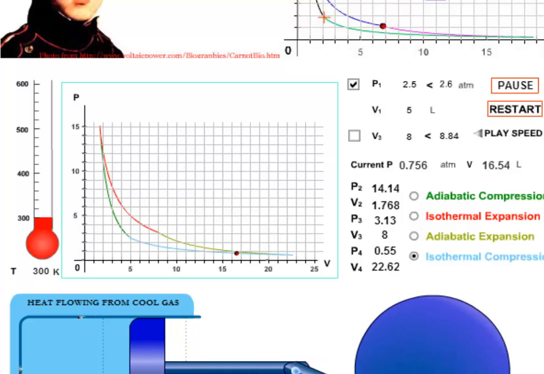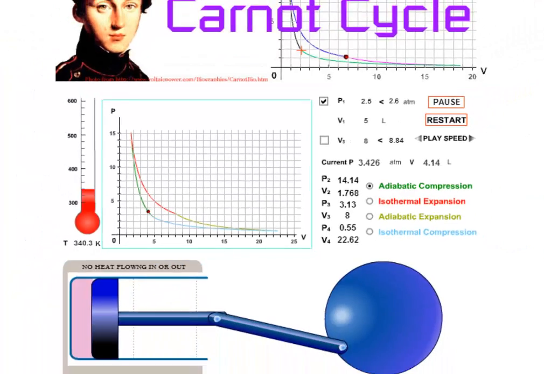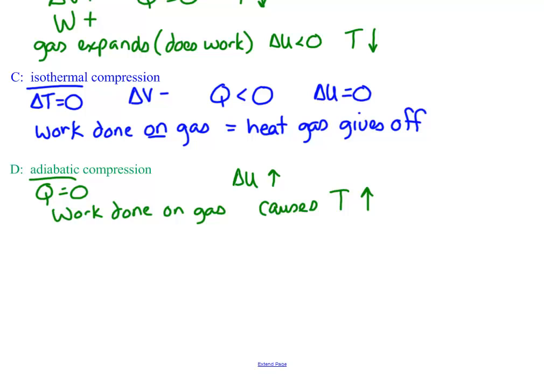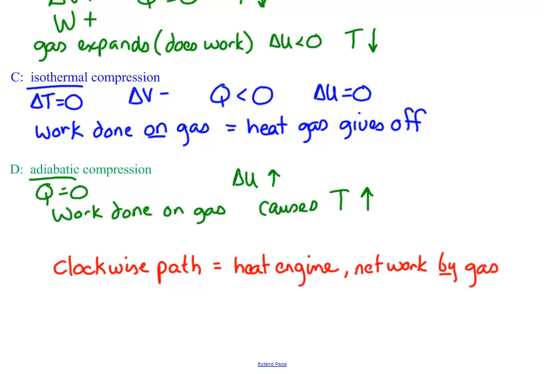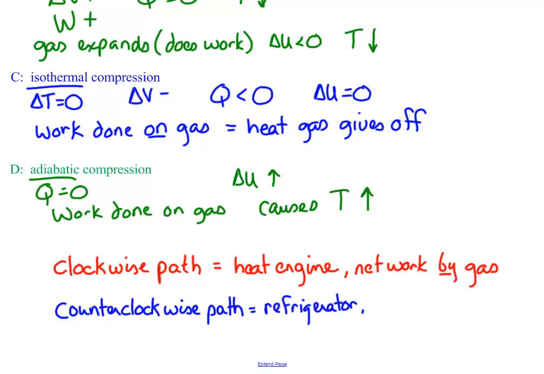So these are the 4 parts of a Carnot cycle. If we take a look at a PV graph and we look at the direction that we're following the path, if the path is clockwise, I have a heat engine. And remember, heat engines have a net work done by the gas. If I look at the PV path for a Carnot cycle and it's counterclockwise, then I have a refrigerator, and that work is done on the gas.